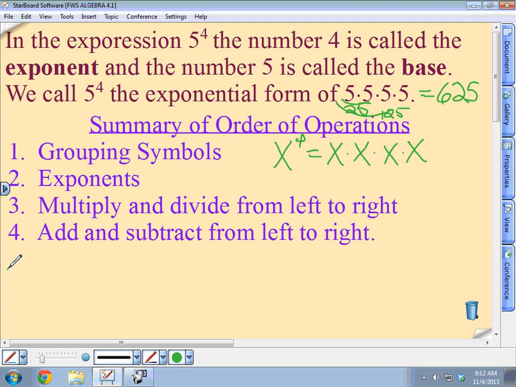Now you may also get a problem where it says simplify x to the 4th where x is, and it'll tell you, evaluate it if x is 3, evaluate if x is negative 3. It might tell you a number. But if not, then you would just leave it x to the 4th.